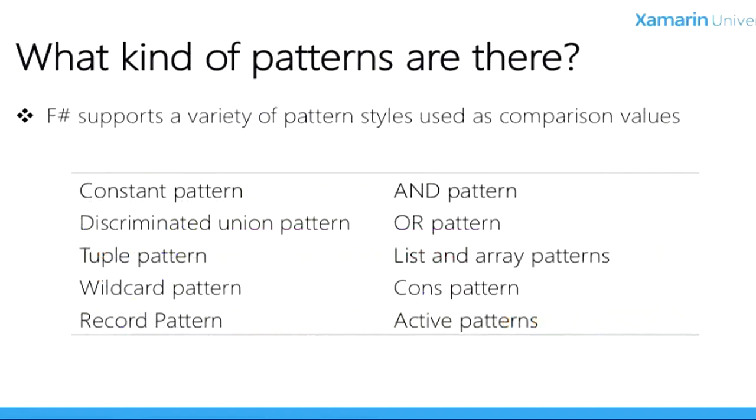So let's talk about the types of patterns we can match against. And F# has quite a few available. We can match against constant patterns, discriminated union patterns, tuple patterns, records, lists, and arrays. And we can also combine comparison values with the AND pattern and reduce our matches with the OR pattern. So let's examine some of the more common types that you'll run across.